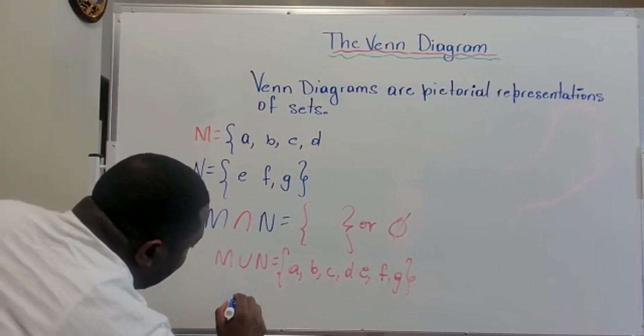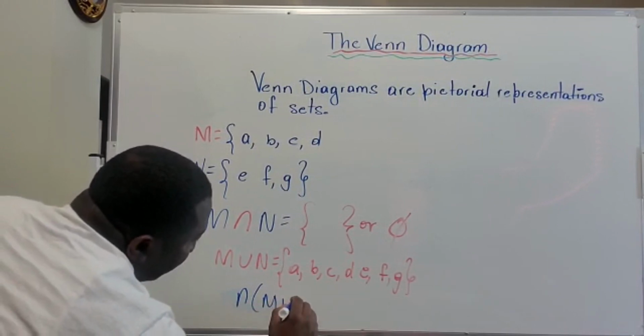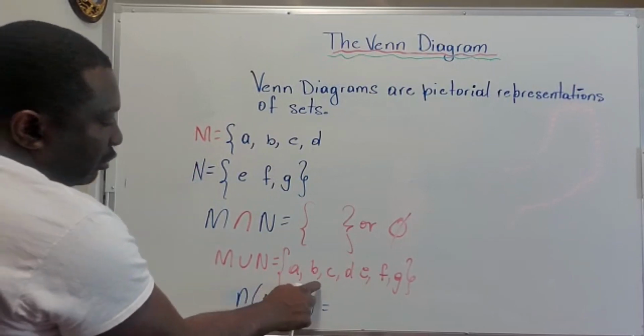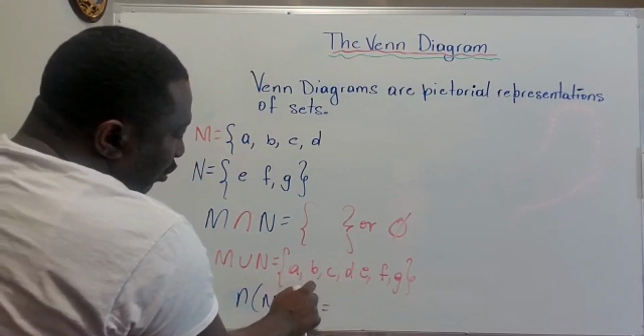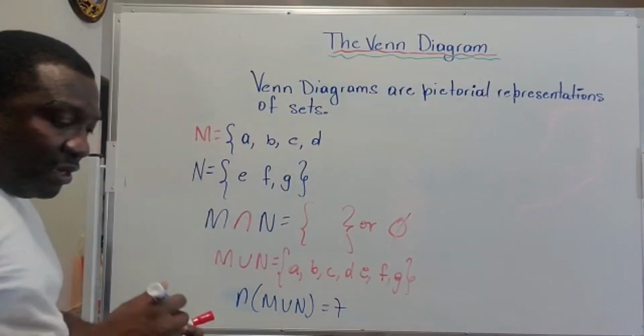So in terms of the union, what if you were asked the number of elements? This is how it's written, guys. Number of elements in M union N. What we need to do is to count the elements. 1, 2, 3, 4, 5, 6, 7. So there are 7 elements.